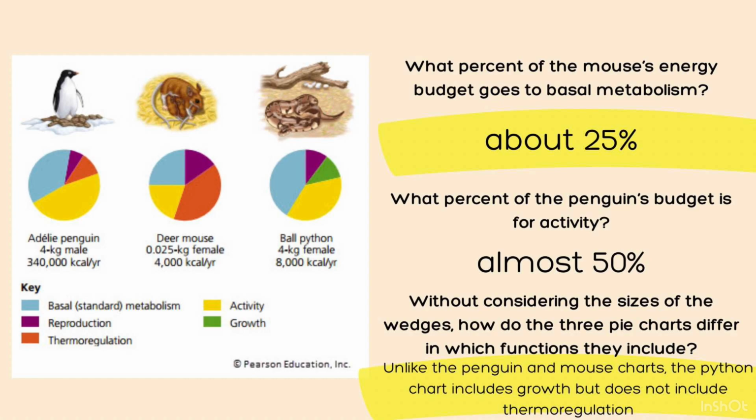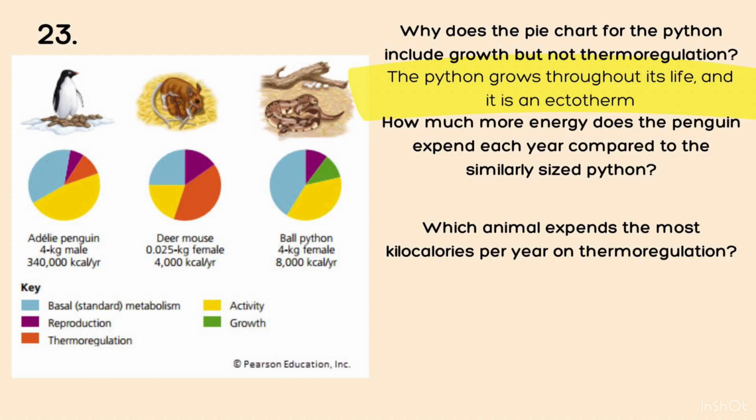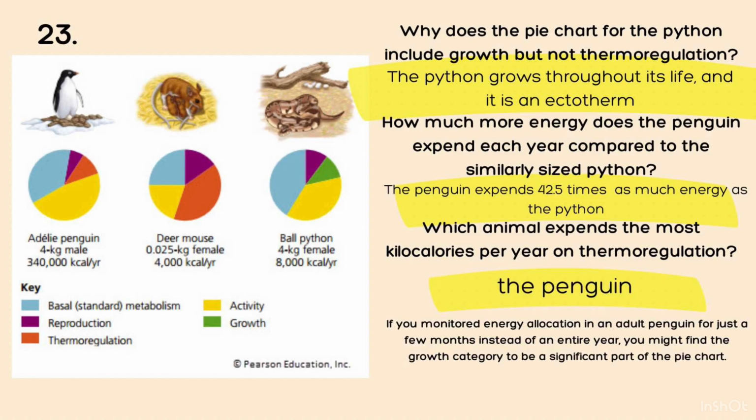Let's look at a few more questions regarding this problem. Why does the pie chart for the Python include growth but no thermoregulation? Because the Python grows throughout its life, it's an ectotherm. How much more energy does the penguin expend each year compared to the similarly sized Python? The penguin expends 42.5 times as much energy as the python. Which animal expends the most kilocalories per year on thermoregulation? This is also going to be the penguin.